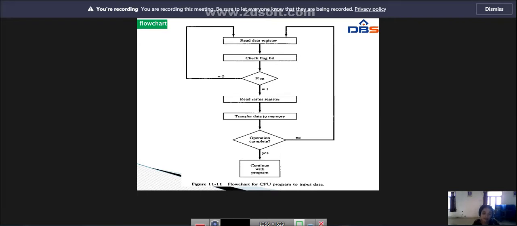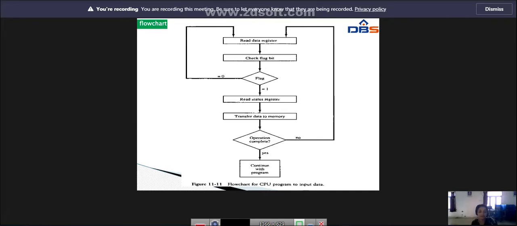After transferring to the memory, if the operation is completed, it will continue with the program. If the operation is not completed, it goes to the first step, that is, read the data register. So this is the main working of this flow chart of the programmed input output.